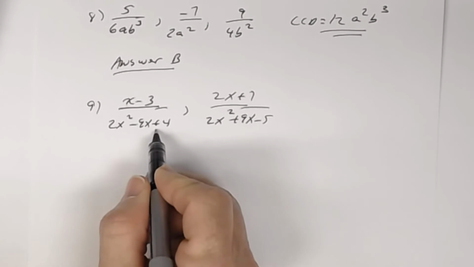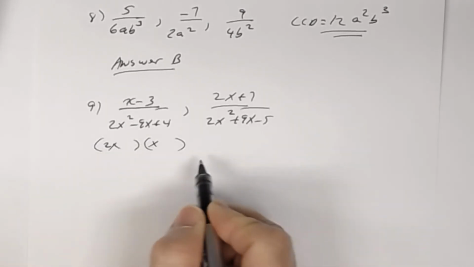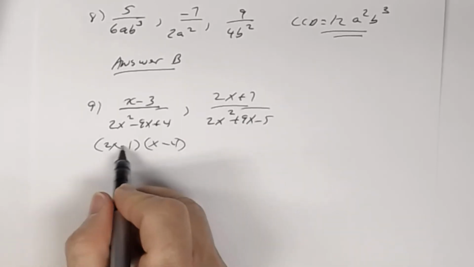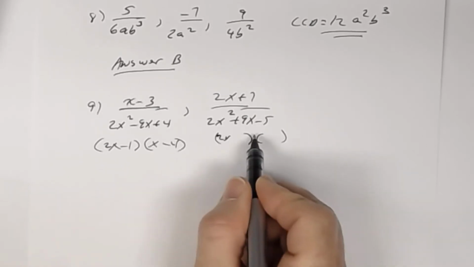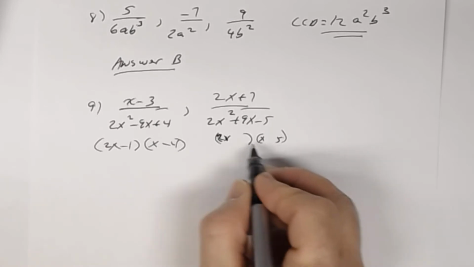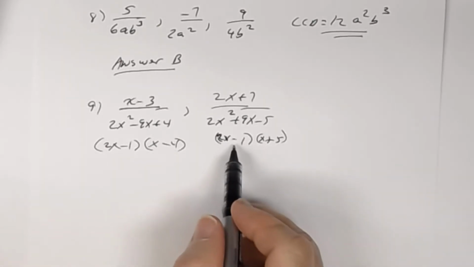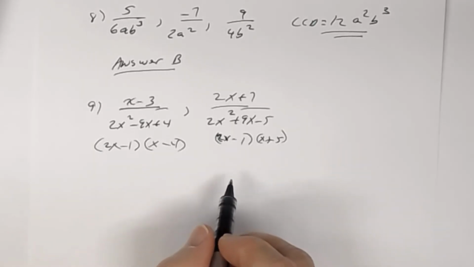So 2x squared minus 9x plus 4, let's go ahead and factor that. So let's see, that'll be 2x, x, 4 and 1, and then both negative. Now over here, let's see what we get. We get 2x, x, that's a 2x, and then 5, 1, this has to be positive, this has to be negative. And then we get this 9x as the middle term.